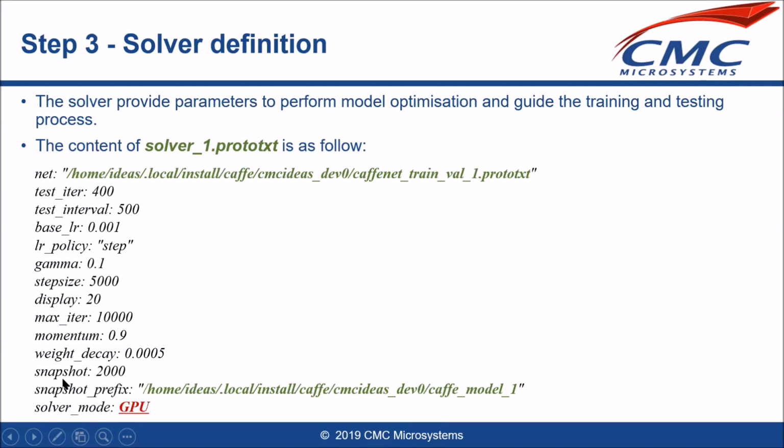But for some parameters like snapshots, each 2,000 iterations we're going to save the training results in a temporary file. And we provide the path where we're going to save the results: Caffe model 1. Very important is the solver mode. Here we have GPU. It means we target the GPU architecture for the training, but it can be CPU if you want to compare the results in terms of speed.